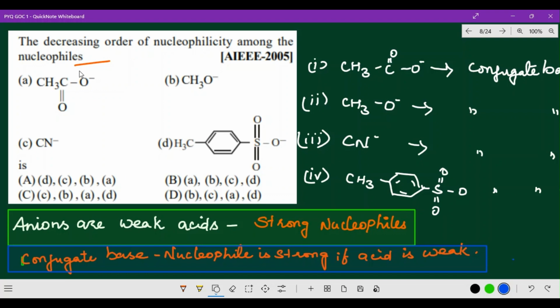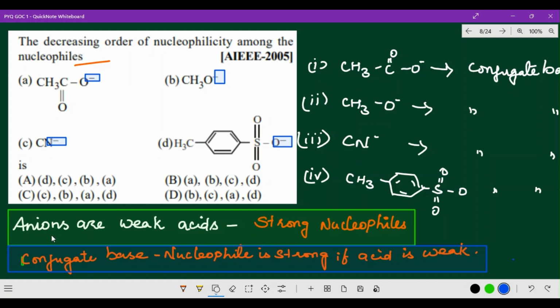Nucleophilicity among the nucleophiles. Here they have given the nucleophiles: acetate ion CH3COO minus, methoxide CH3O minus, CN minus, and CH3-benzene ring with sulfonic anion, SO3 minus. In that, they are asking for the decreasing order of nucleophilicity. Of course, everywhere they have given anions.